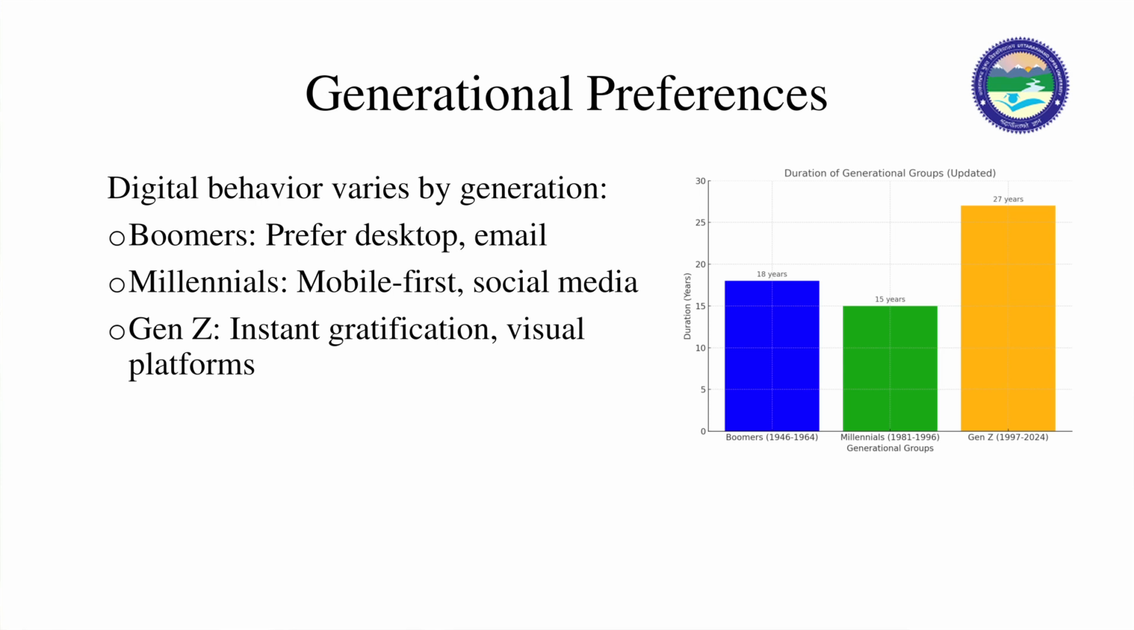Those born between 1997 and 2024 are called Gen Z. These are the digital natives who grew up with smartphones, instant messaging, and streaming platforms. Now we will discuss the digital behavior by generations.